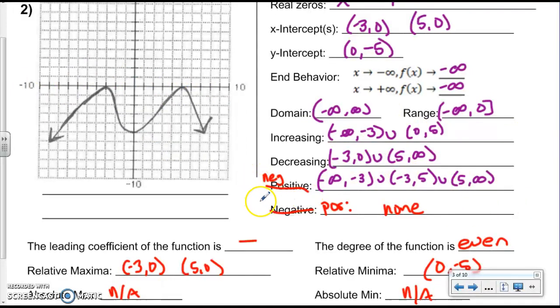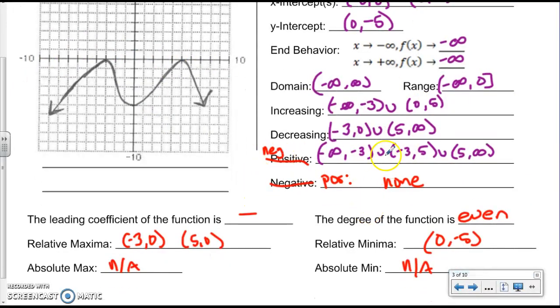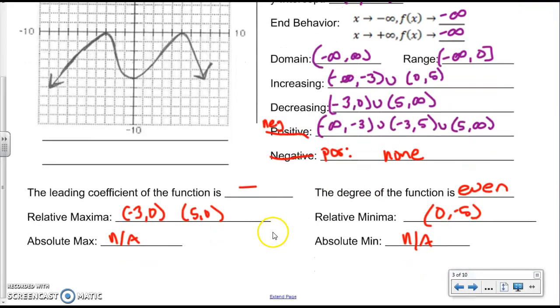Increasing, decreasing, and then I wrote negative on the wrong line, so make sure you pay attention to that. So this is negative here, and it is never positive. And then go ahead and check the bottom part as well. In this problem, we don't have an absolute maximum because both of those are at the same height, so that's why we didn't include that as absolute.